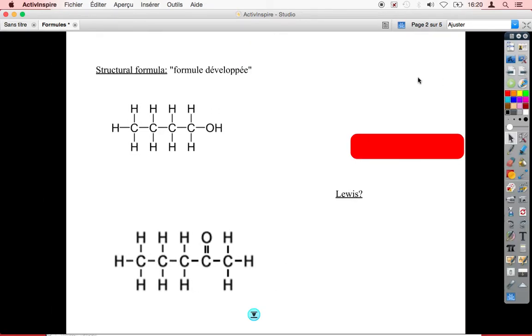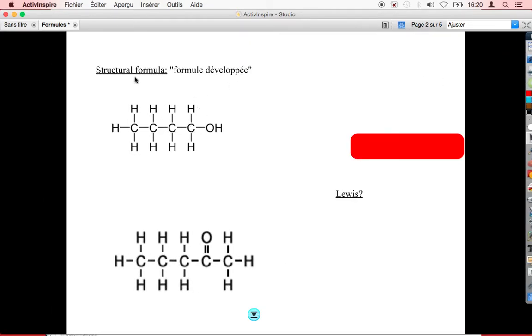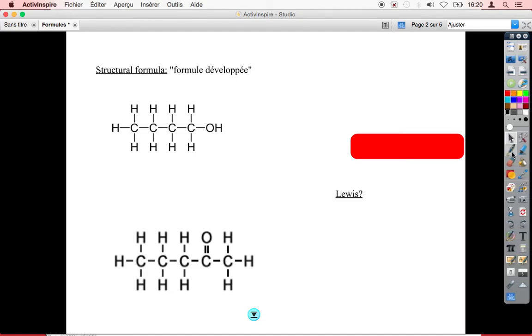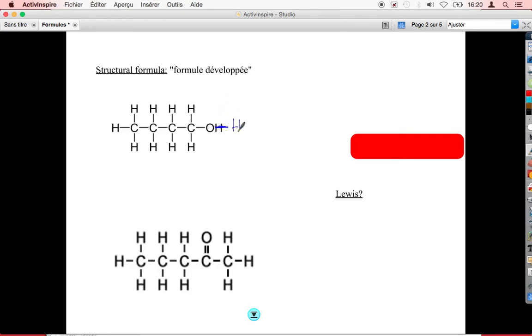So now let's talk about the structural formula. As you can see from the name, it is about the structure of the molecule. So we can see all the bonds we have in the molecule. Each atom is linked or bonded to another one, so we can see the bond. We could add this one between O and H, so we have all the bonds. And you can see something new.